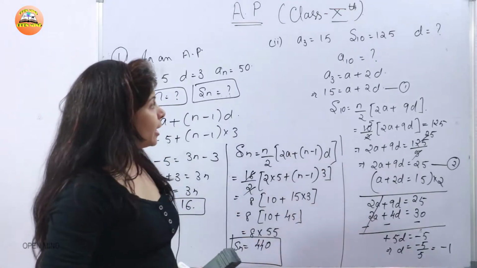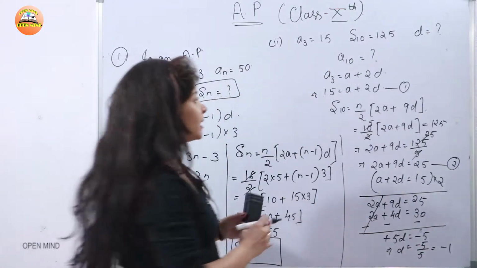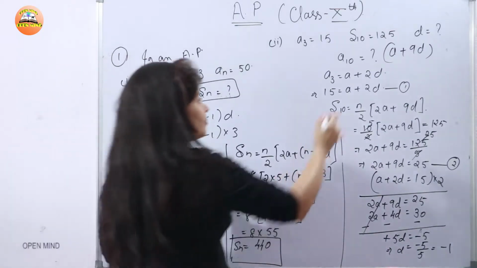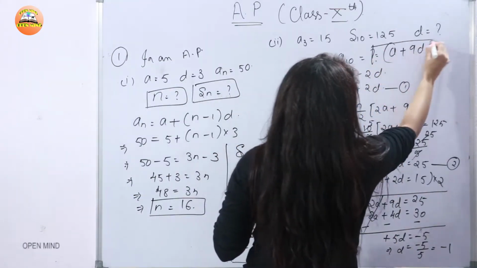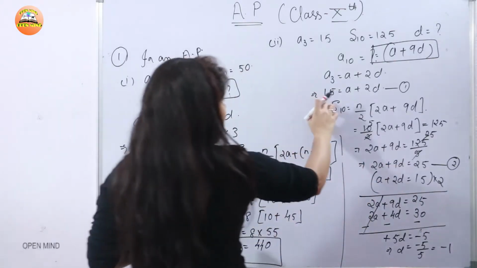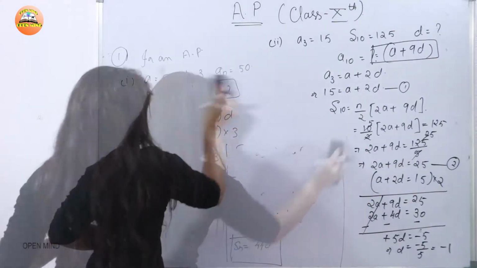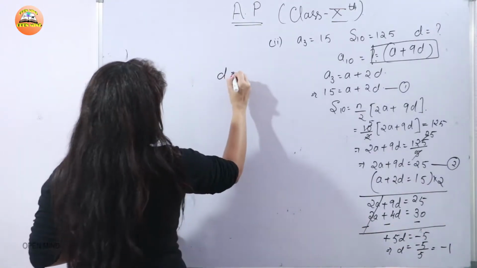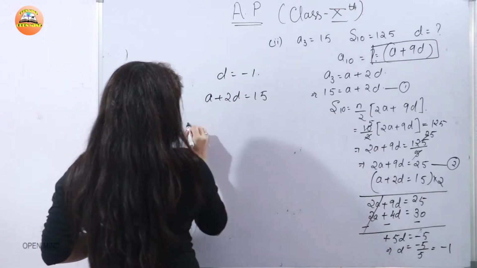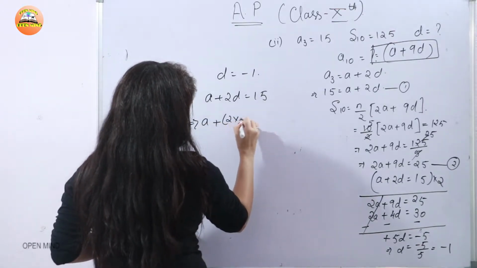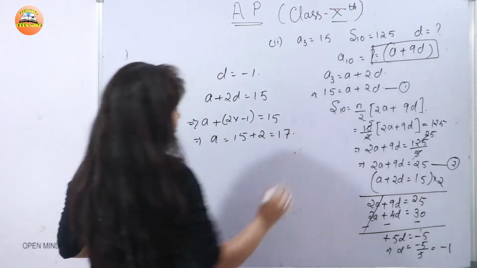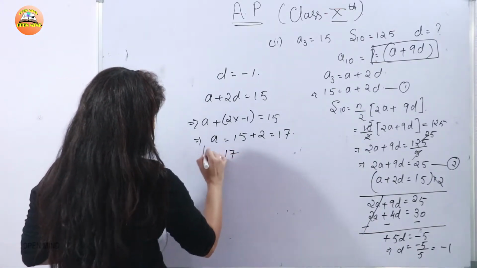Now we need to find out the value of A, because we need to find out the value of A10. What is A10? A10 is A plus 9D. D we know, but we need to find out the value for A. So now we will see how to find the value of A by substituting in any equation. I'll substitute it in equation number 1, which was 15 is equal to A plus 2D. D is equal to minus 1. So A plus 2 into minus 1 is equal to 15. This implies A is equal to 15 plus 2, which is equal to 17. So we got the value of A to be 17.